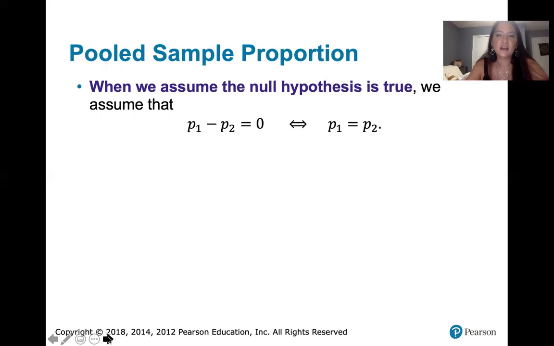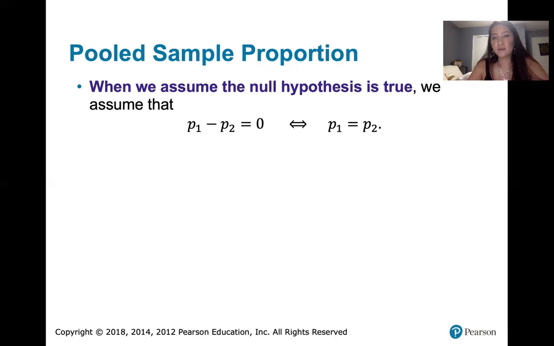When we assume that the null hypothesis is true, we're going to be assuming that P1 minus P2 is equal to 0. That's the same as saying that P1 is equal to P2. So if we're saying the null is true, we're saying that this difference is 0. So the true population proportion for both samples is the same. So we're assuming that that's true. And then we're looking at the sample statistic P1 hat minus P2 hat. And we're saying, do we have evidence that it's not true?